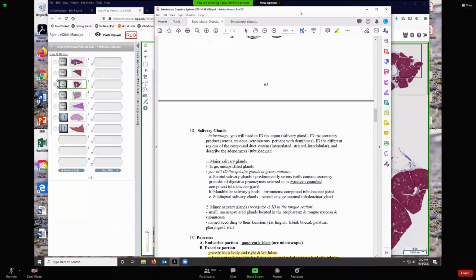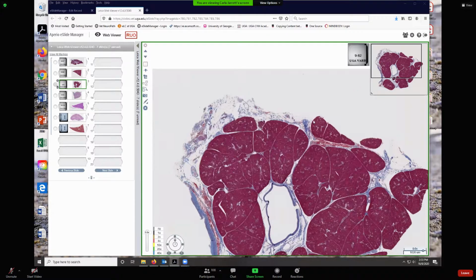It says, if you are not in the salivary gland, would the flow of the secretory product be intercalated, intralobular, instead of striated, and then the interlobular duct? Good question. Very good question. You want to answer that, or you want me to? Go ahead, you're on a roll. Okay, I'm on a roll.